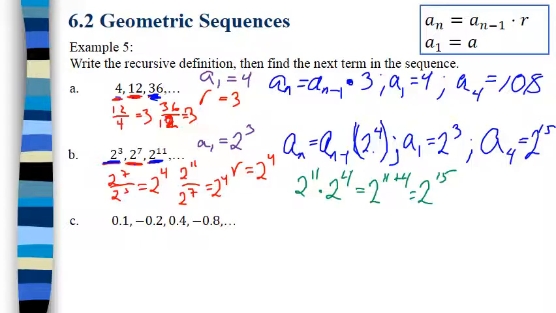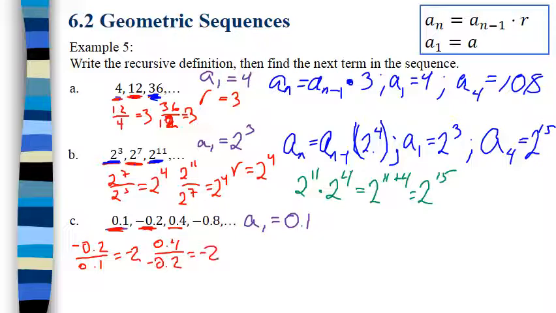Okay, let's do one more. So again, always find your first term. So a sub 1 here is 1/10. And then I need my common ratio. So I'm going to take the second term, negative 2/10, and divide that by the first term, which is 1/10, and that gives me negative 2. And then I'm going to divide the third term by the second term, just to double check and make sure my ratio holds, and that is also negative 2. And so negative 2 times 4/10 is negative 8/10, so indeed my common ratio is negative 2.